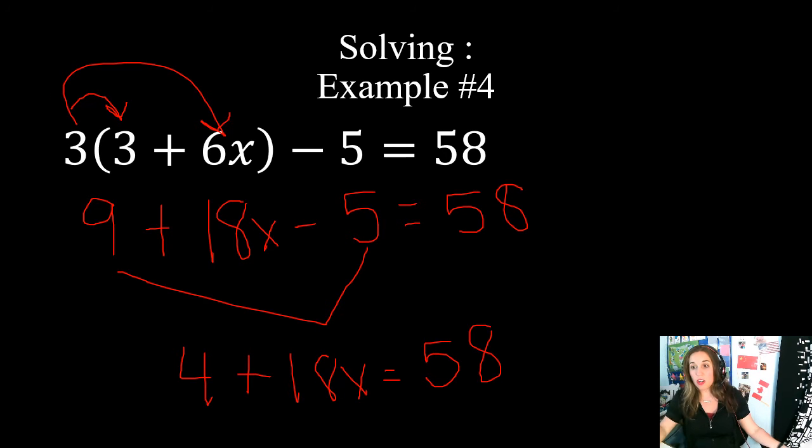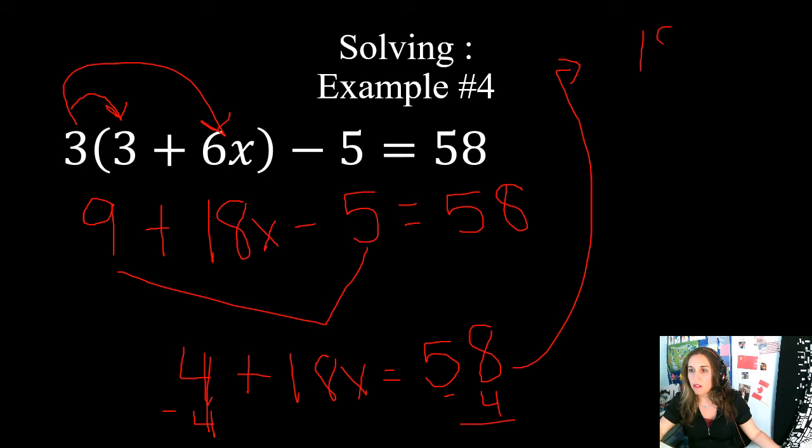Now I can start solving using inverse operations. Now I can start isolating that x. So what I'm going to do first, I'm going to subtract 4 from both sides. Okay, and I'm going to come up here. So that will give me 18x equals 54. Okay, remember I want to isolate x completely, so I need to get rid of this 18. All right, when I say isolate x, that means I want x by itself.